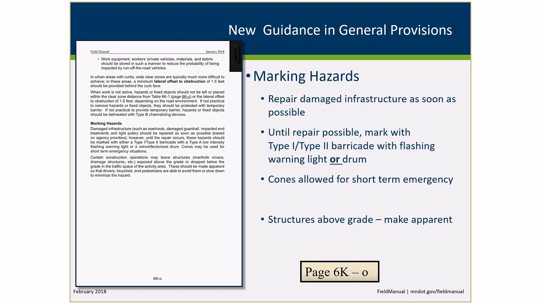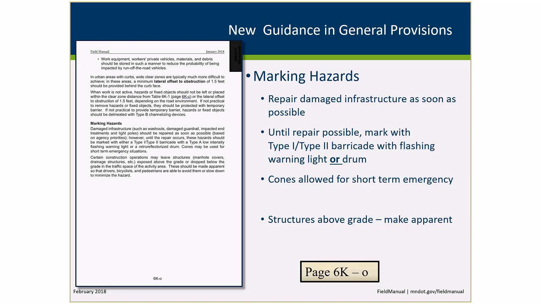Other agencies do that. They look at what personnel are available to fix things, and then they put it in a queue, and then they work on trying to get to that point. So it's repaired as soon as possible. But until that repair is possible, you need to mark that damaged infrastructure, that hazard, with a Type 1 or Type 2 barricade. Either one of those has to have a flashing warning light, or you can use a drum to highlight that.